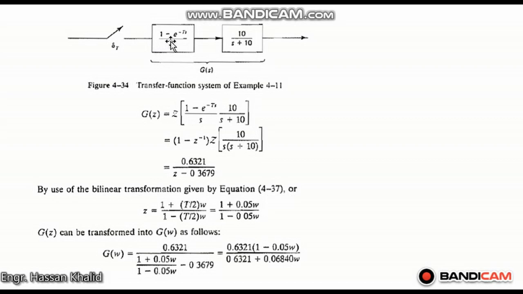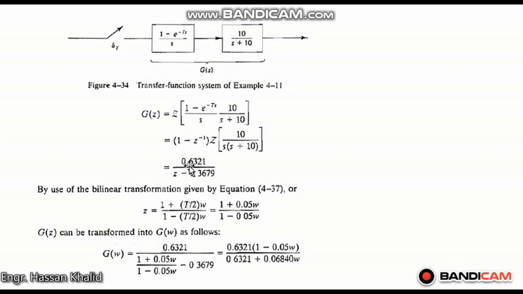Since it's a cascaded system, we multiply in the frequency domain and apply the z-transformation theorem, and obtain G(z) as 0.6321 divided by z minus 0.367. Now we use equation 4.37, where the relationship between z and omega was defined as z equals (1 plus T/2 omega) divided by (1 minus T/2 omega). By substituting the sampling time as 0.1, we obtain (1 plus 0.05 omega) divided by (1 minus 0.05 omega).